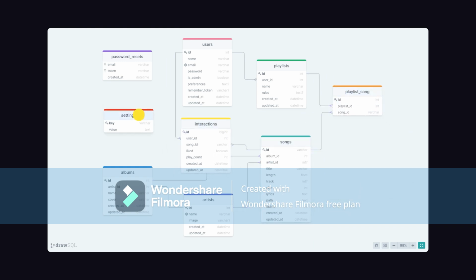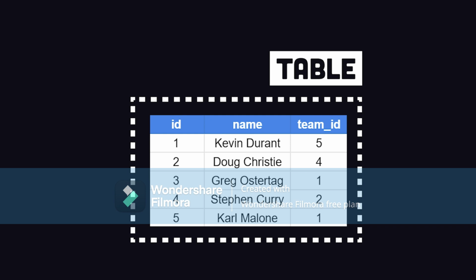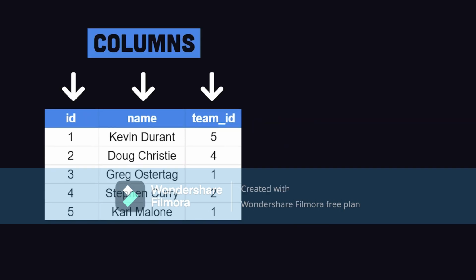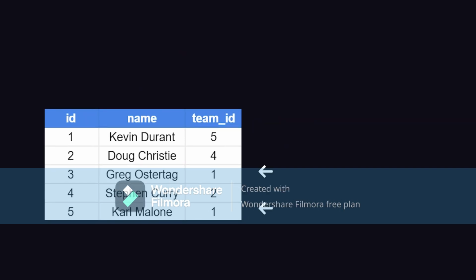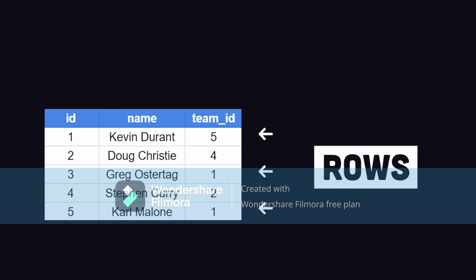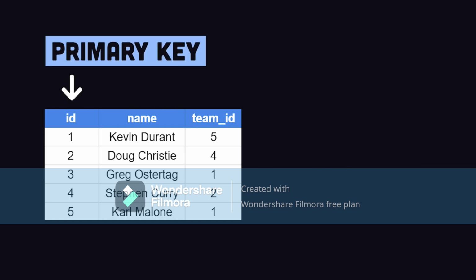We organize this data into tables like an Excel spreadsheet, where columns contain attributes or types of data, while each row represents an individual record or data point with its own unique ID known as a primary key.